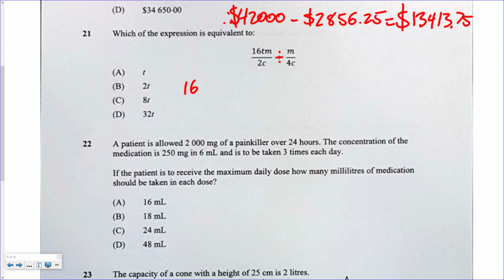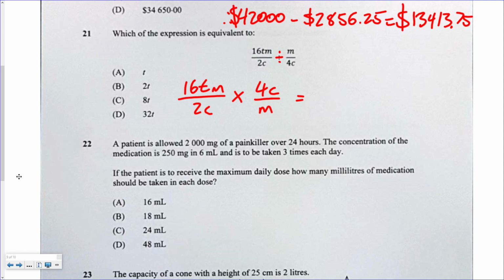So we have 16tm over 2c. That first fraction does not change, but the second fraction will change. We just flip it. Now, some people would say you now cross multiply and cross out a few things. You can do that, but I think that actually makes it a bit more tricky. What we can just do is put this into one fraction by multiplying the top and multiplying the bottom. That makes it much easier.